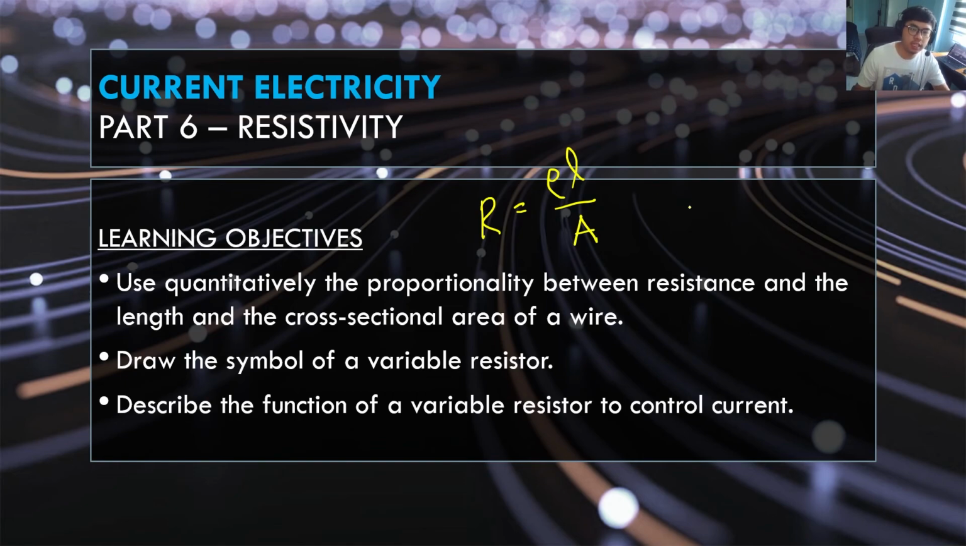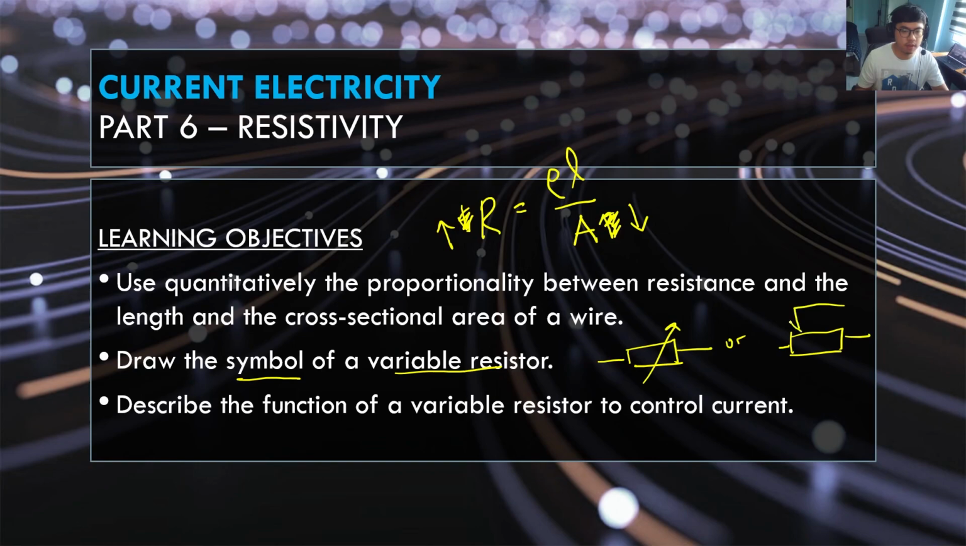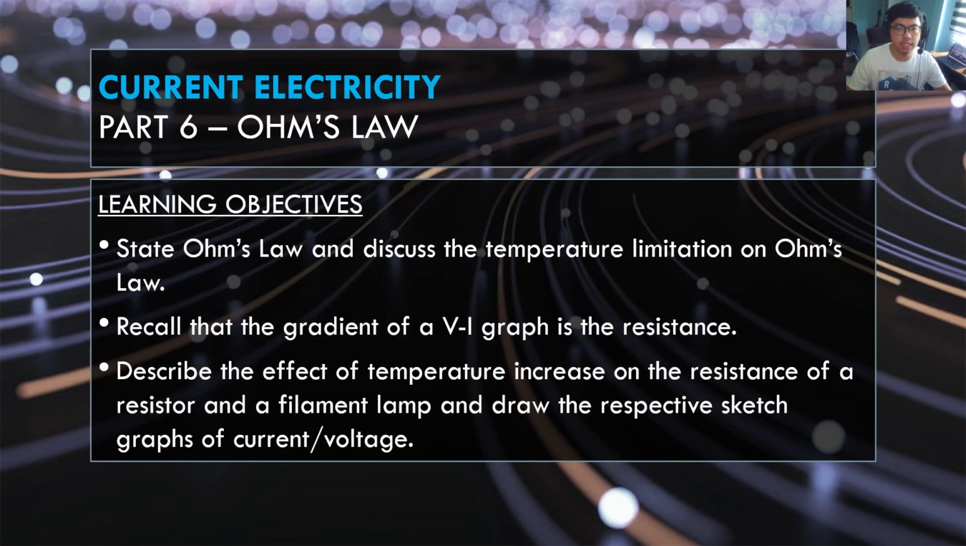And we looked at the thickness of the wire, otherwise known as its cross-sectional area. If the cross-sectional area is bigger, that means the resistance is lower. And if the cross-sectional area is lower, that will cause the resistance to be bigger. Make sure you know how to draw the symbol for a variable resistor. It looks like this. This is how I usually draw it. Or you can draw it the other way, with an arrow pointing downwards like that. And make sure you know the function of a variable resistor. It changes its resistance in order for us to control current. For part 6, we're going to look at something called Ohm's law.